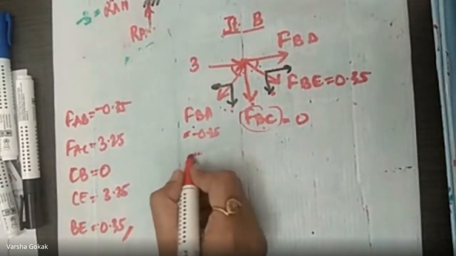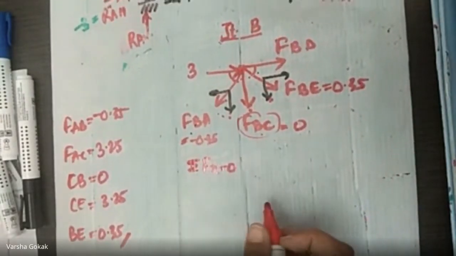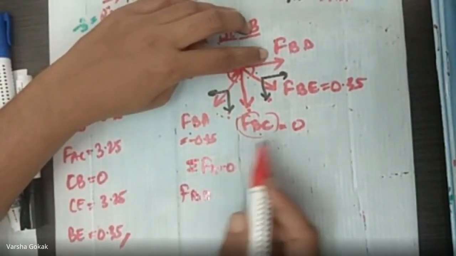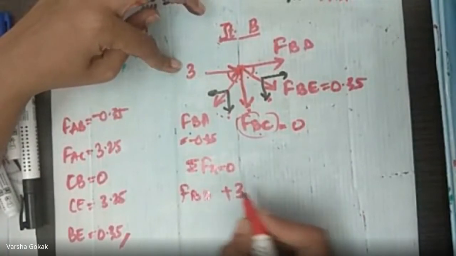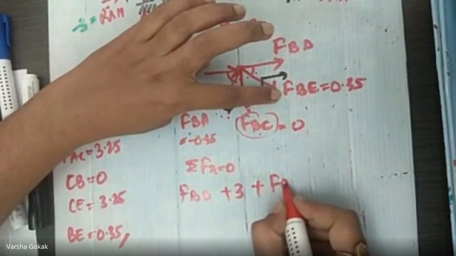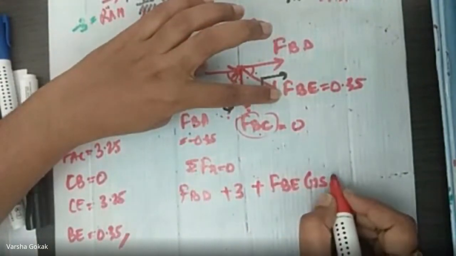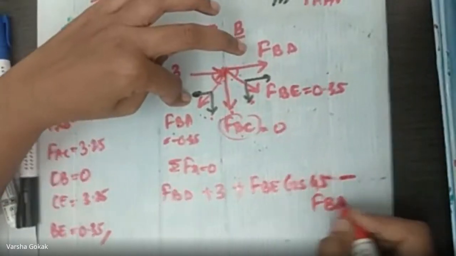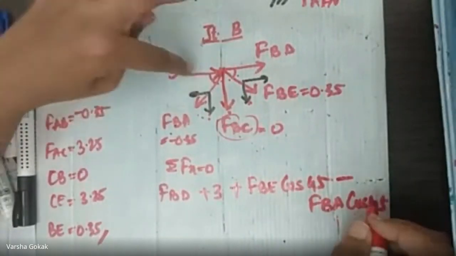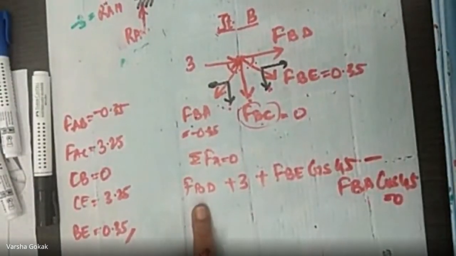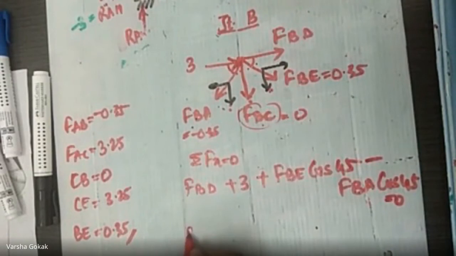Okay. So take summation Fx equal to 0. I have FBD, which is positive, plus 3. This is going this side. So plus 3 plus FBE cos 45 and minus FBA cos 45. 1, 2, 3, 4 equal to 0. Now substitute. BD is unknown, so I'll keep it as it is, plus 3.